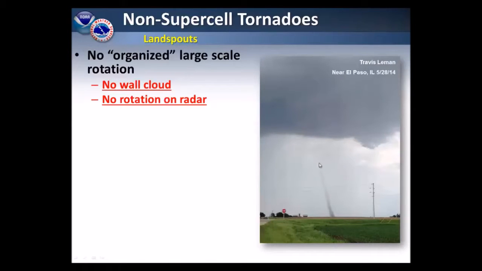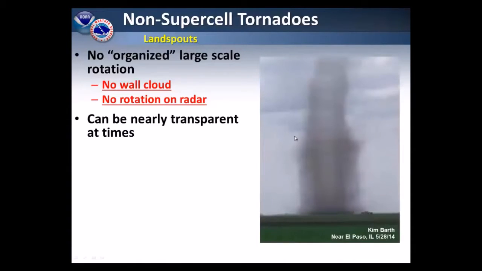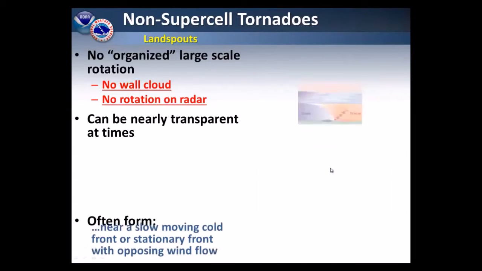This particular example was taken near El Paso in May of 2014. Notice that there is no wall cloud that's associated with this particular circulation. Here's another example from the same area, looking a little more dramatic. It can be nearly transparent at times. Notice that you can see somewhat through it.